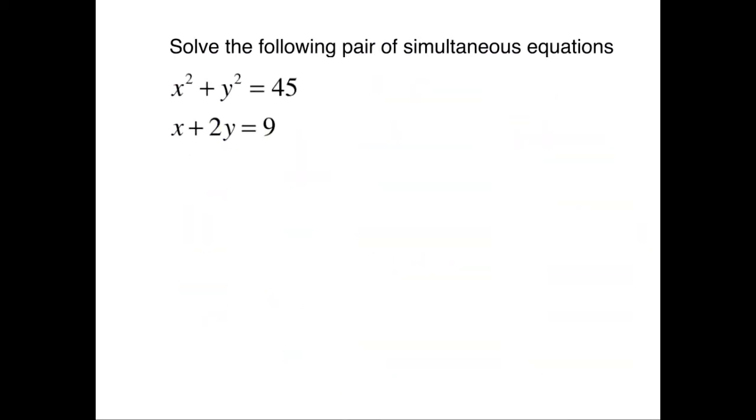Solve the following pair of simultaneous equations. So here again we've got the equation of a circle up here, and we've got a linear statement down here. So obviously it can't be solved by elimination, because nothing's going to cancel no matter what you multiply these terms by. So we need to solve this by substitution.